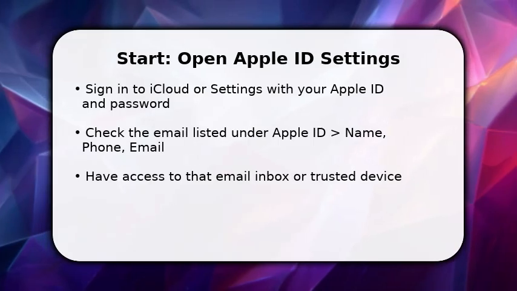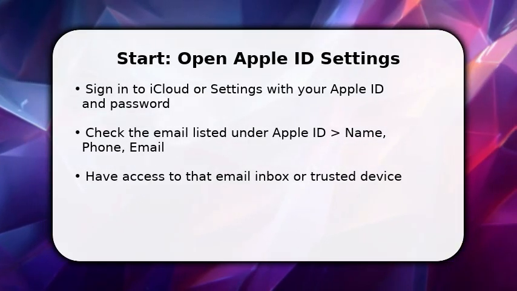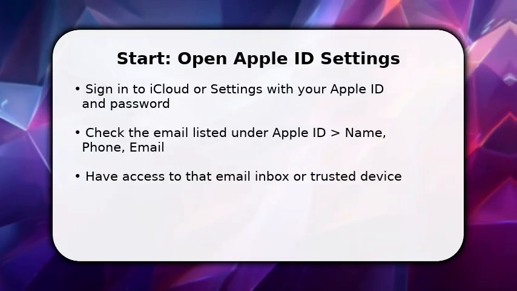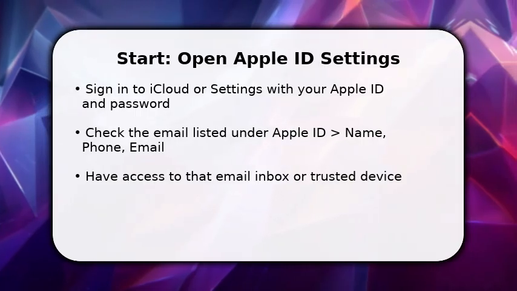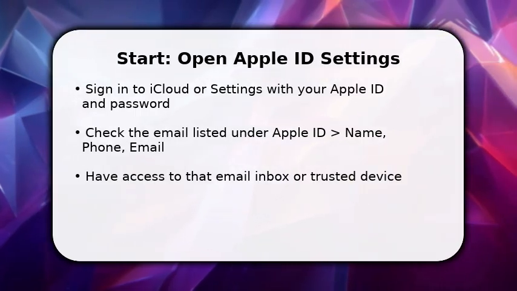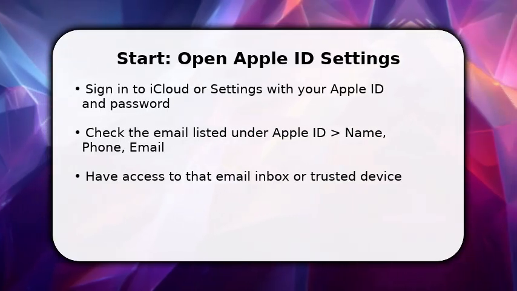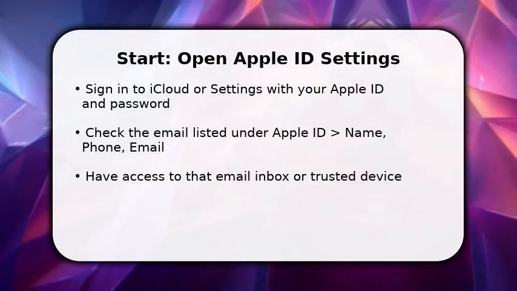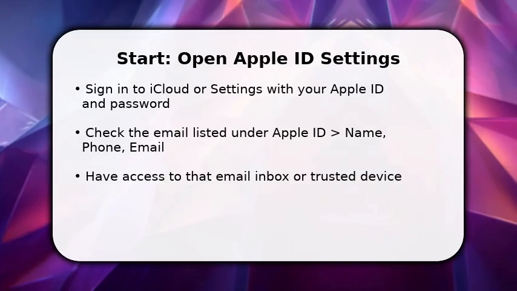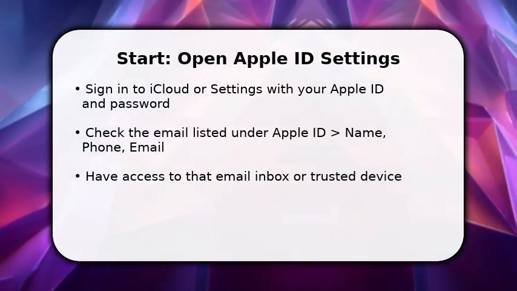You begin by opening Settings on your iPhone or System Preferences on a Mac and signing in if needed. Once done, tap your name to view Apple ID details and locate the email address shown. Make sure you can access that email inbox or a trusted device for verification codes. Otherwise, you'll need to update the contact method first. This step shows you where Apple expects to send the verification link and why access is required before continuing.